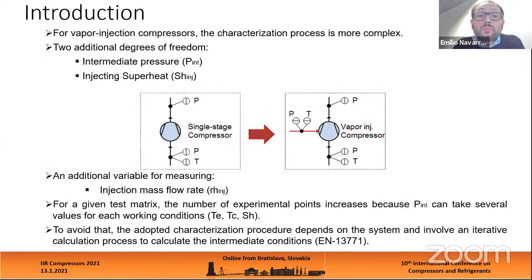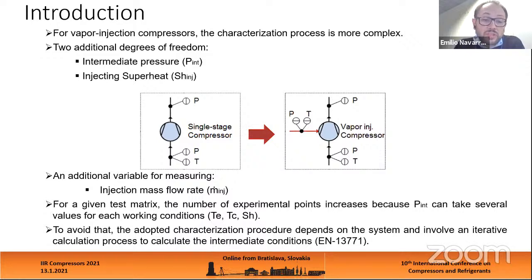Nevertheless, when we go to vapor injection compressors, the characterization process is more complex, as we add two additional degrees of freedom, the intermediate pressure and the intermediate superheat. In addition, we also have to measure the injection mass flow rate in order to have a whole description of the compressor. Therefore, if we want to perform a detailed characterization of this kind of compressor, the number of experimental points we have to measure increases very significantly, as for each evaporating and condensing pressure, we have to measure the compressor performance at different intermediate pressures.